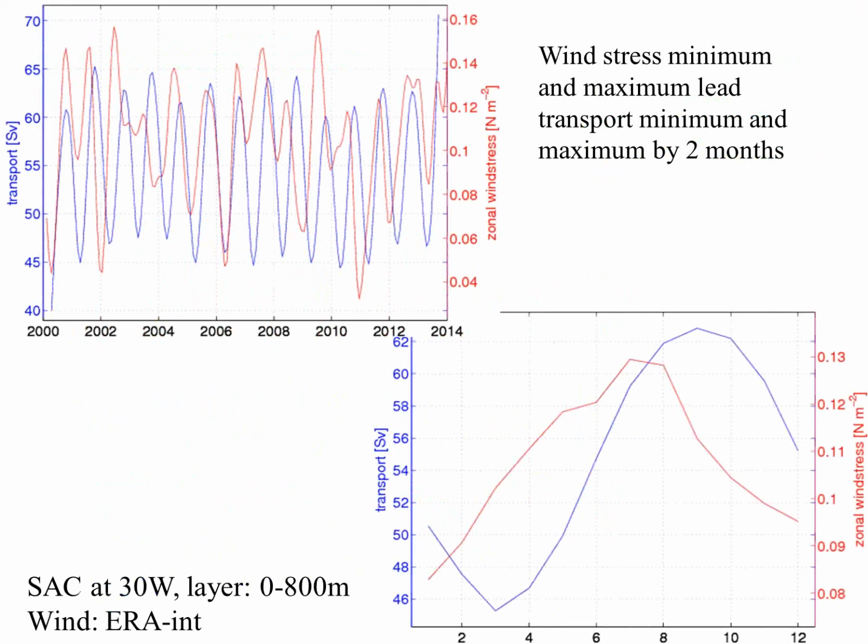transport at 30 west from the South Atlantic curve and the zonal wind stress, from the ERA-Interim. And I find that the transport minimum and maximum and the wind stress minimum and maximum lead the transport by about 2 months. Now we are in a subtropical gyre after all, so that's not surprising. It's wind-driven. But it's still quite nice. It significantly increases the confidence in my velocity field to have this pretty robust result.